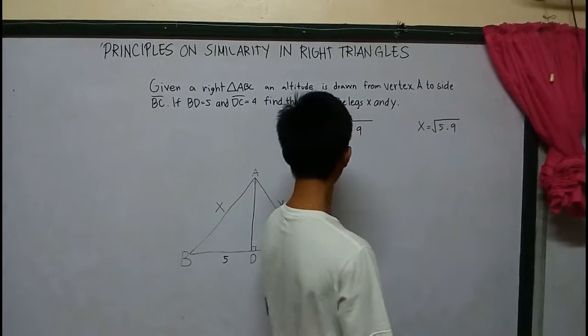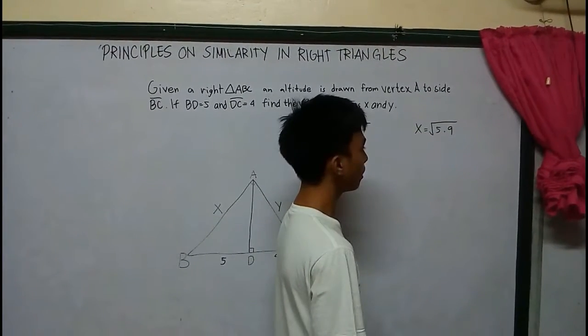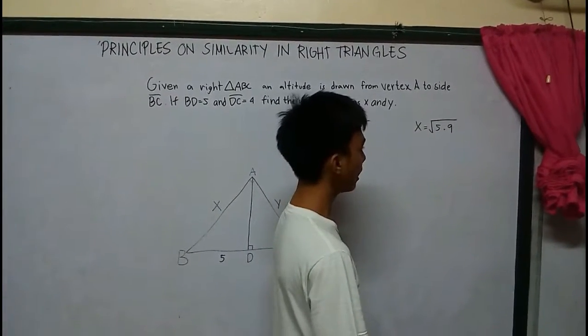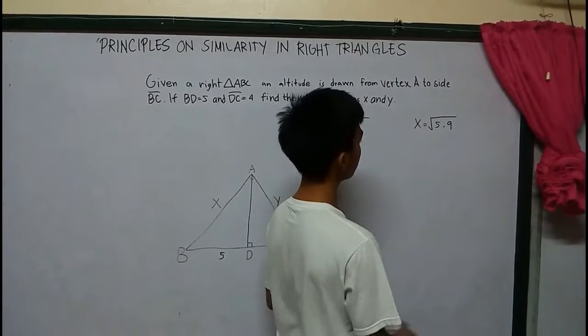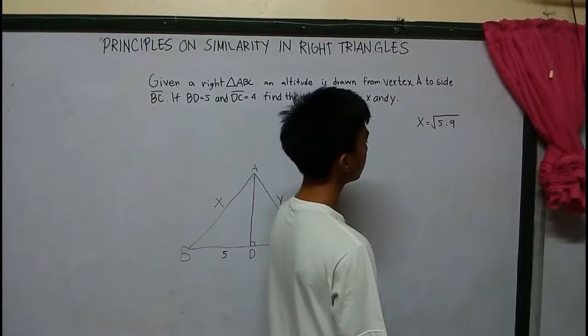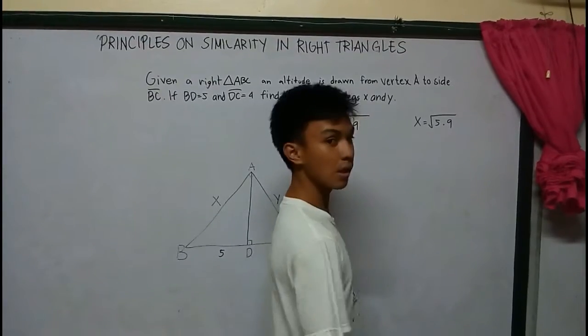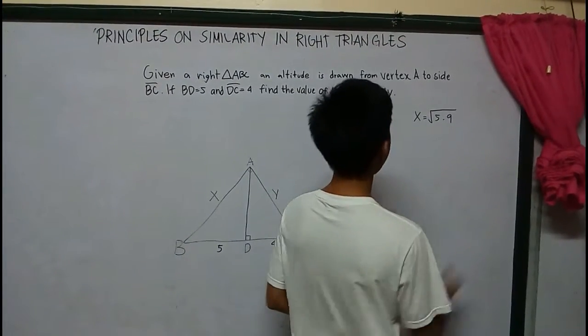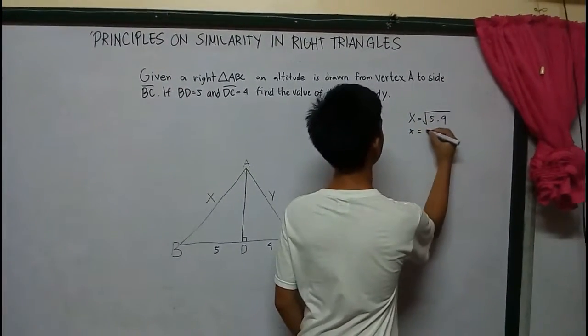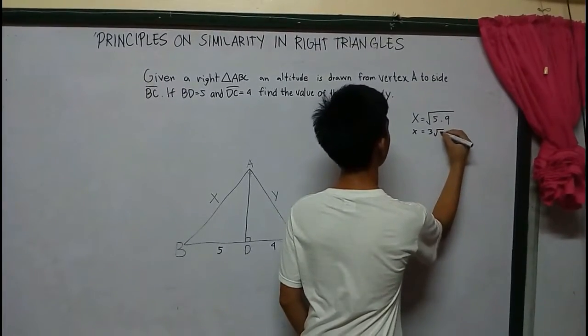Just like y, we need to find the adjacent side of the leg and the whole hypotenuse. As follows the equation, x is equal to the square root of 5 times 9. Simplifying again, x is equal to 3 square root of 5.